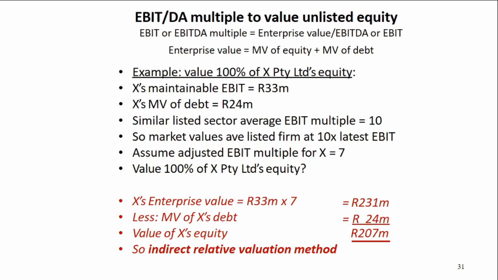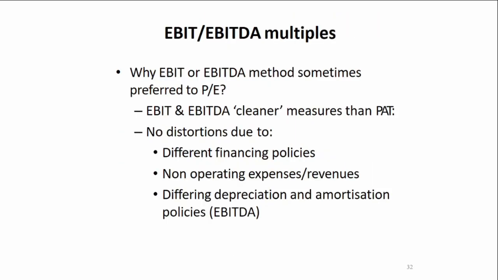So how do we get to the equity value from the enterprise value? We will need to subtract the market value of debt. So if we subtract the market value of debt, being 24 million in this case, we'll see the value of X's equity is 207 million.